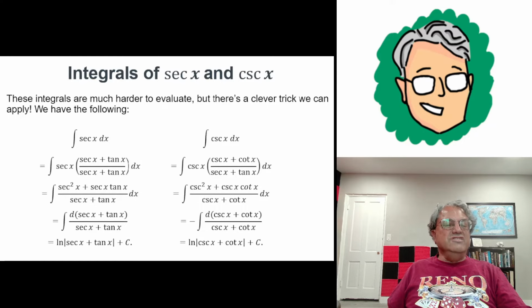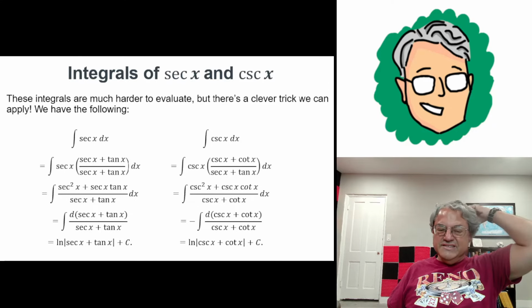So now we have d of secant x plus tan x in the numerator. Remember, derivative's linear, so we can combine them. And then we have secant x plus tangent x in the denominator. Again, we can apply the log cabin rule. We have cabin here is secant x plus tangent x, so we have the integral of d cabin over cabin. We know that that's log of absolute value of cabin, ln of absolute value of cabin, plus c. In this case, cabin is secant x plus tangent x. So we're left with ln of absolute value of secant x plus tangent x plus c. That's how you integrate secant x.